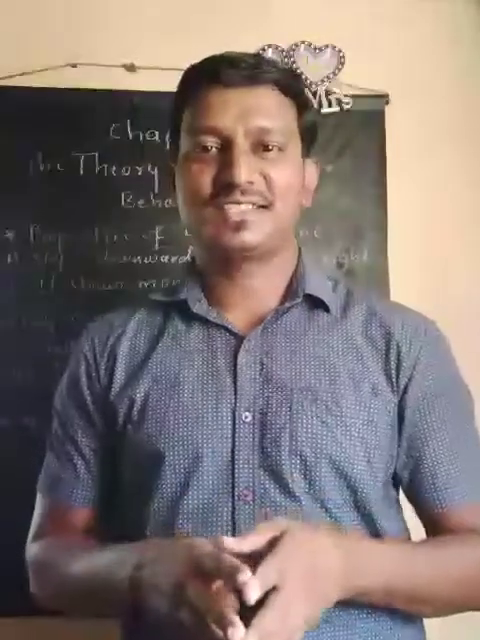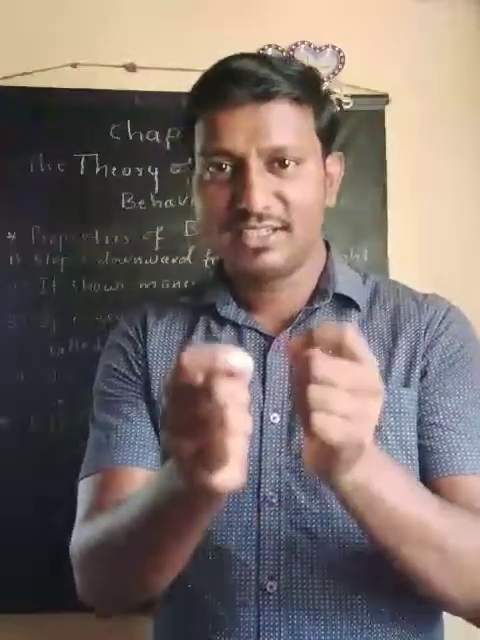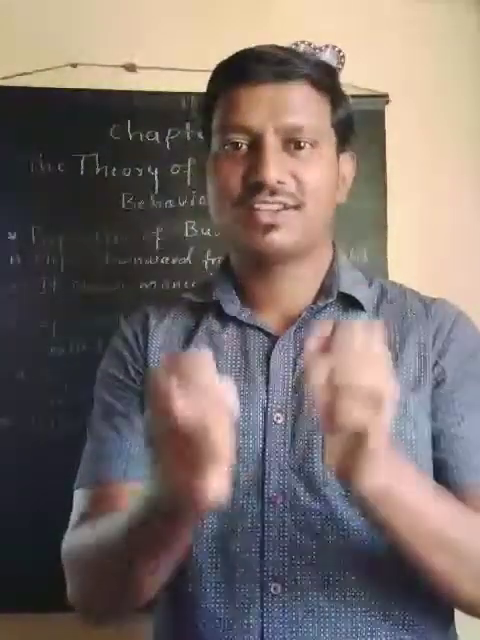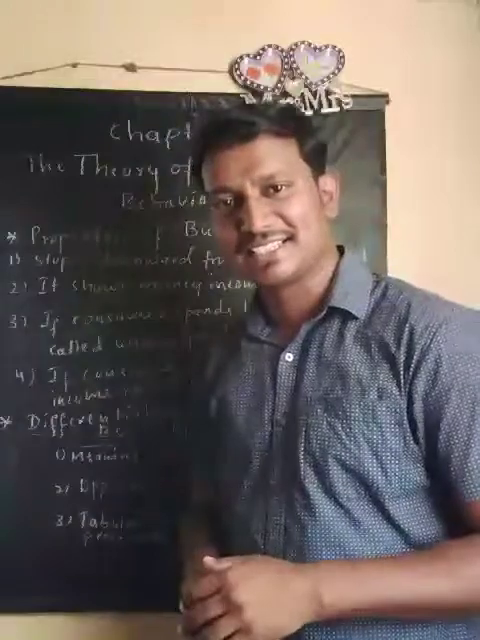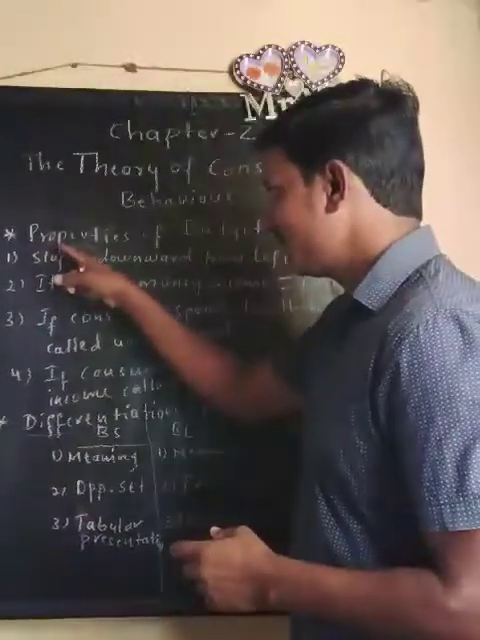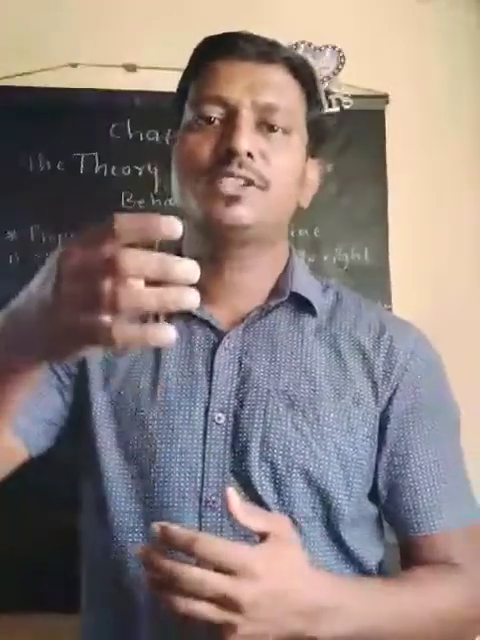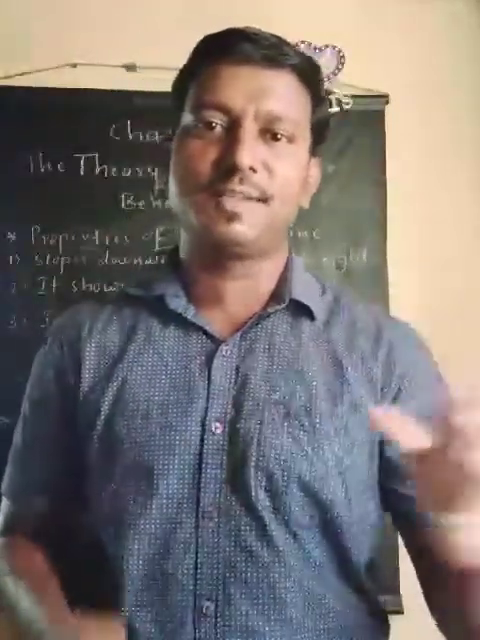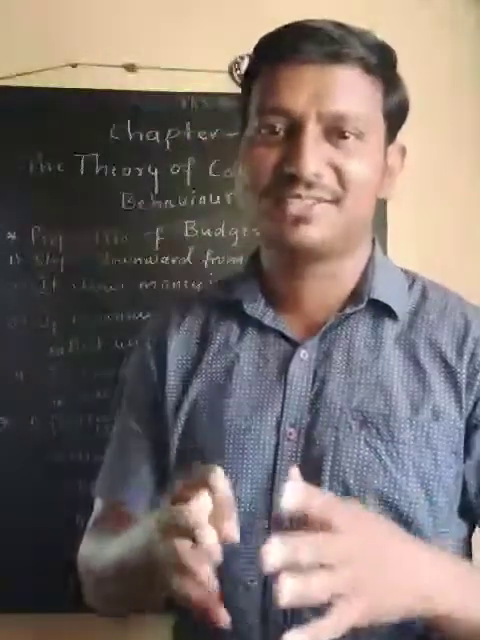So in today's class, we will directly go through how the budget line has some characteristics or features, which we are going to call properties. Here you see the properties of the budget line, how it slopes downward from left to right. Those are the different characteristics that we are going to see in today's class.